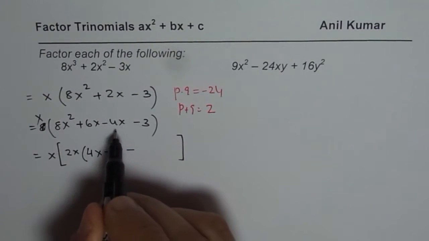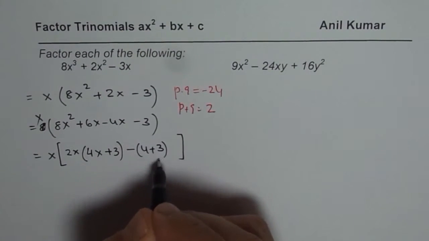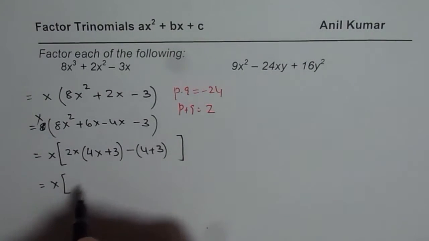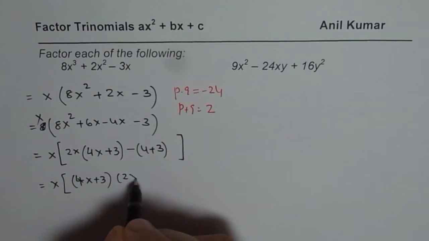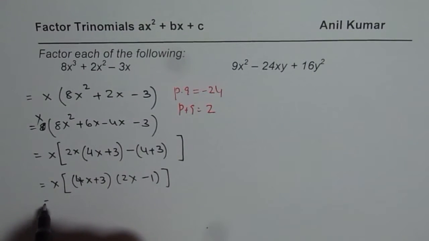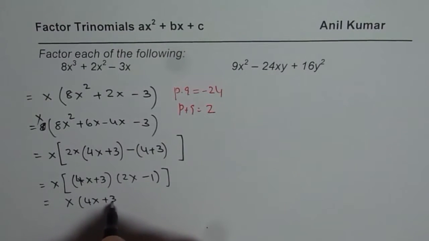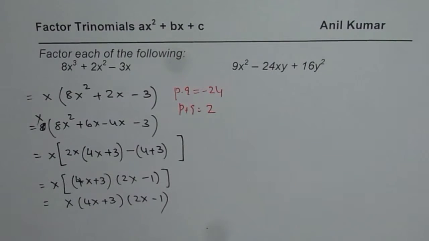Here we can take minus 1 common from these two terms. We get 4x plus 3 as a factor. Now we can take 4x plus 3 as a common factor, right? So let me write this as 4x plus 3. We are left with 2x from the first term minus 1 from the second. So we get the factored form, which can be written as x times (4x plus 3) times (2x minus 1). So that is how you can factor such a trinomial.